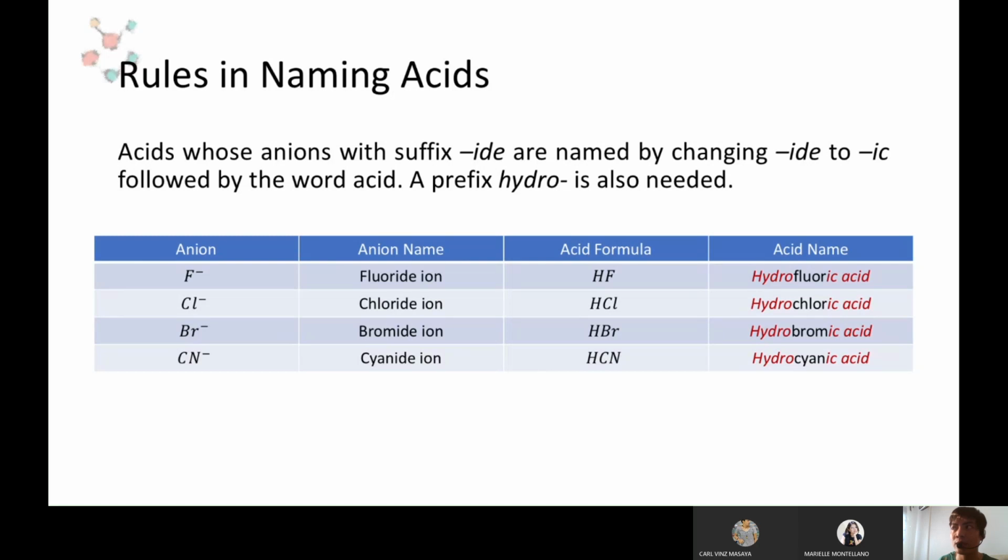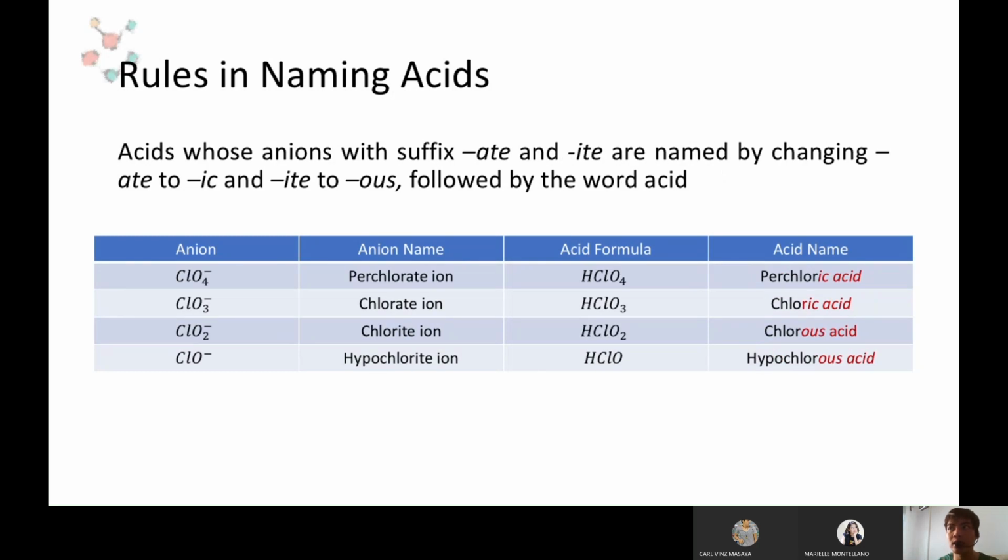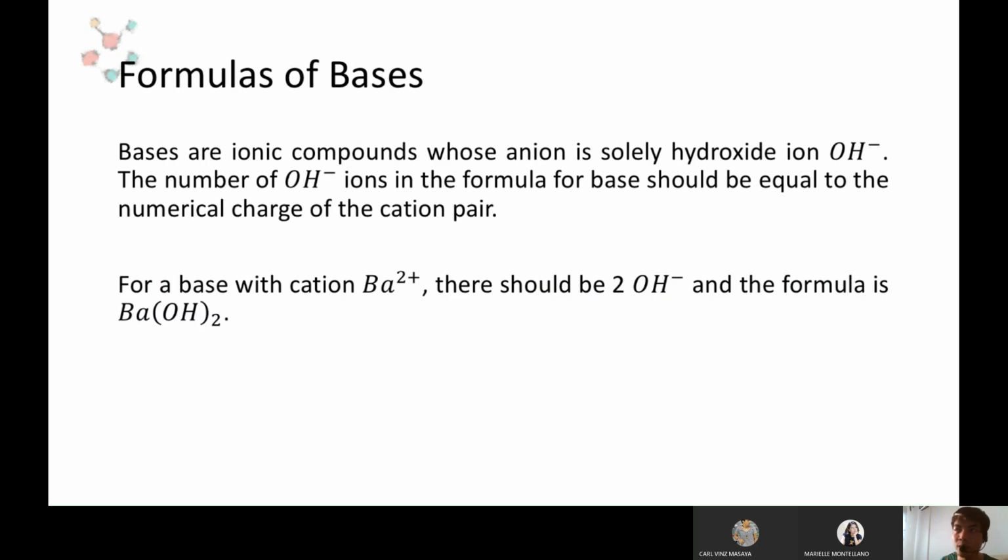So, that's for acid. Yung ide, papalitan mo ng ic plus the word hydro and the acid. Pag ate and ite, for oxy-anions, you just change the ate to ic, and the ite to us plus the word acid. So, mas simple yung kanyang rules. For bases naman, ito yung mas madali talaga, kasi our anion is solely the OH, yung hydroxide.